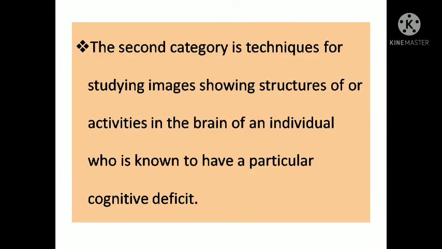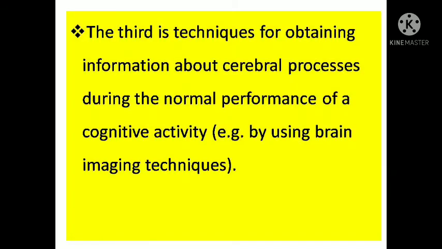The second category is techniques for studying images showing structures of or activities in the brain of an individual who is known to have a particular cognitive deficit. The third is techniques for obtaining information about the cerebral processes during the normal performance of a cognitive activity, for example, by using brain imaging techniques.